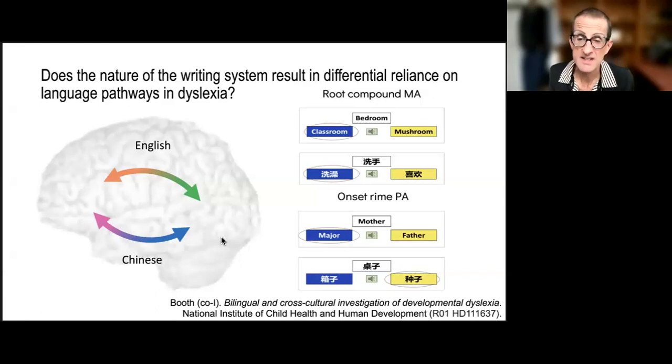And the idea here is that's because Chinese is more of a logosyllabic system, mapping syllables to meaning. So they don't have the alphabetic principle. So perhaps they rely more on this ventral pathway. The basic hypothesis is that dyslexia in English will be more associated with alterations of this dorsal pathway, whereas dyslexia in Chinese will be more associated with alterations in the ventral pathway.